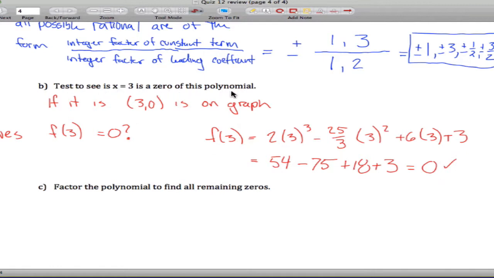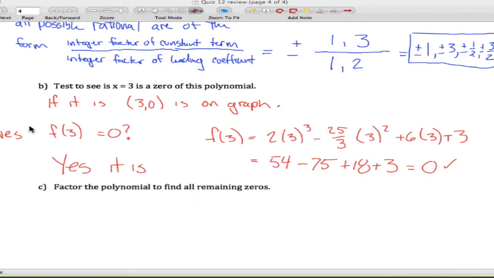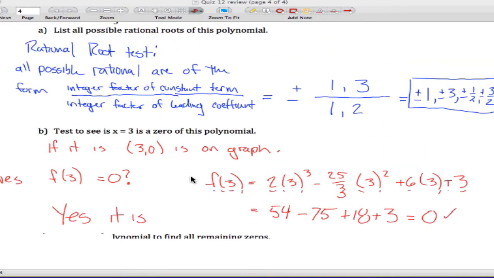Test to see if x equals 3 is a zero of the polynomial. Yes, it is. The reason it is, is because (3, 0) is on the graph. I know (3, 0) is on the graph because when I change all the x's into 3's, my y is equal to 0. So I found one of the zeros, one of the roots, one of the x-intercepts.